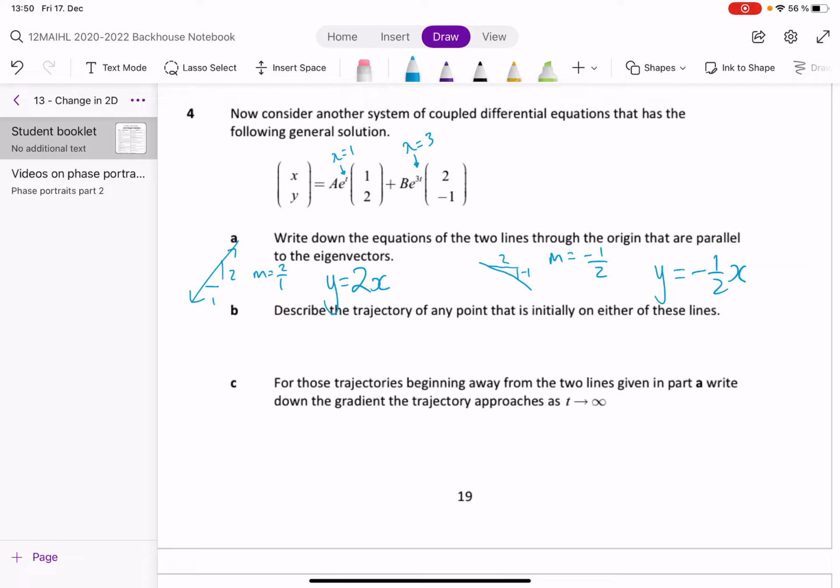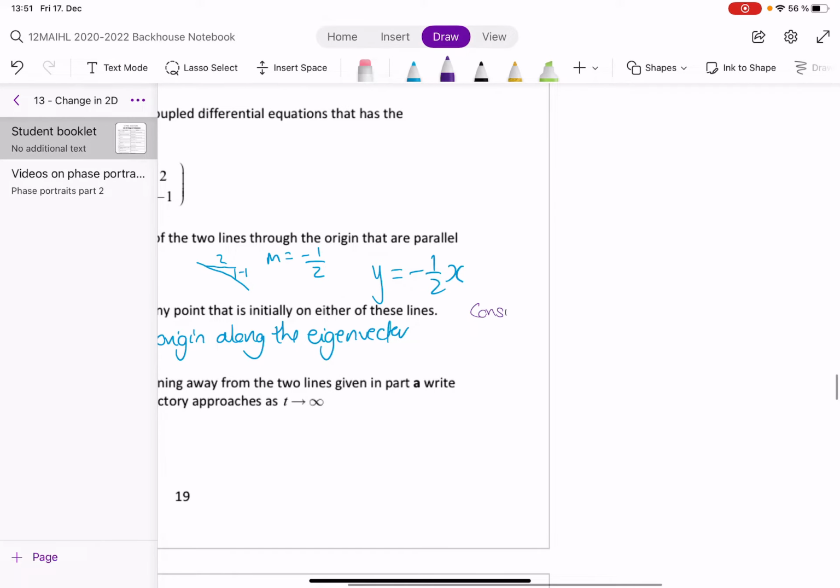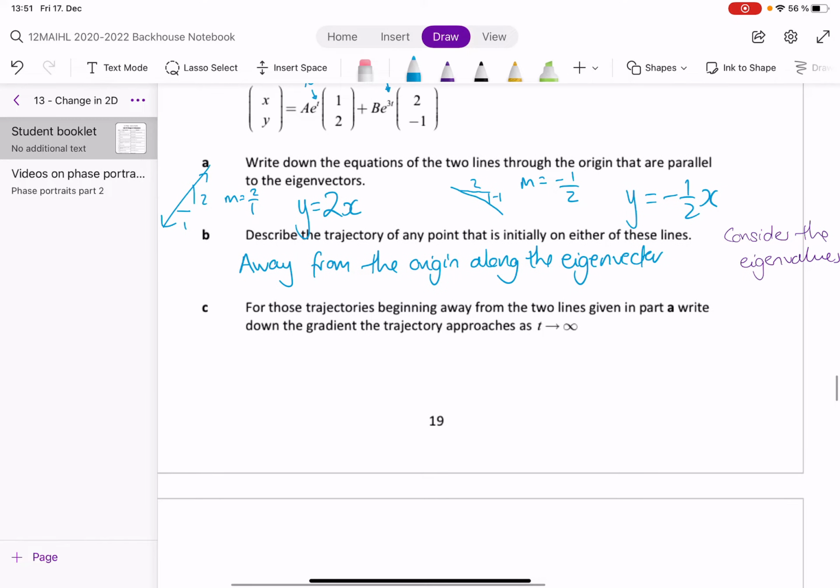As t gets bigger, e to the t or e to the 3t get bigger, so the x and y values are going to increase as well. We're going to move away from the origin, along the eigenvector. And we thought of that by considering the eigenvalues. So because those eigenvalues were positive, we're moving along the eigenvectors.